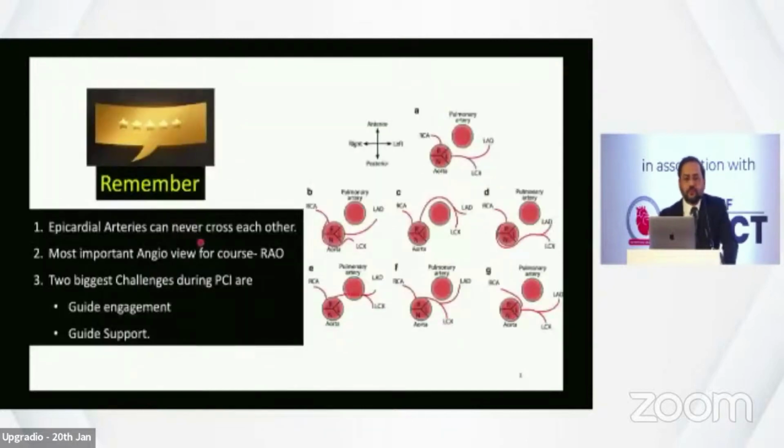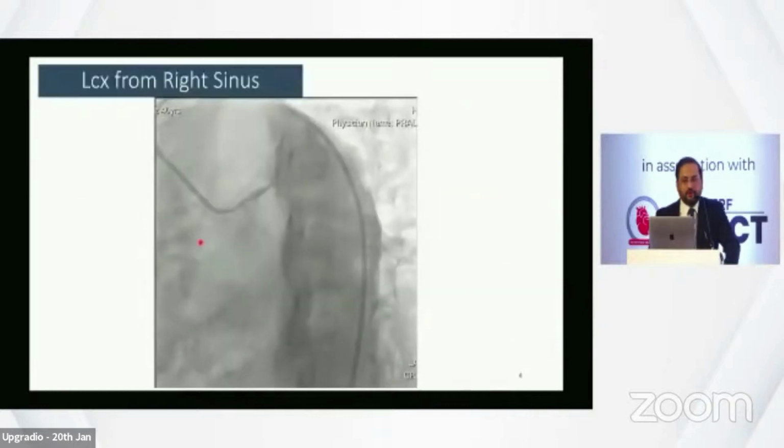Okay. So this is the conclusion slide. And let's put the concluding slide first. Just remember three things: that epicardial arteries can never cross each other. Whenever you are confused, the view to decide the course of the anomalous coronary artery is the RAO view. Whether it's the right or the left, the RAO view is the most important view. And the two biggest challenges of PCI in anomalous coronary arteries are guide engagement and guide support. Just remember this. Let's move forward.